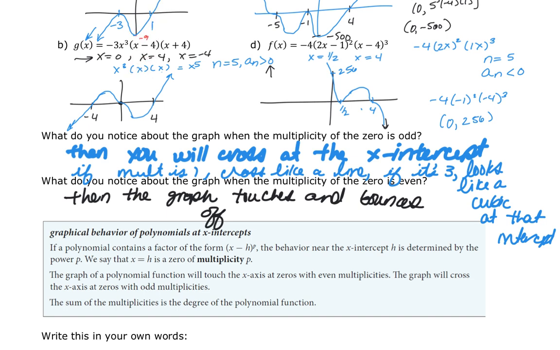So what I want you to do is go out to Desmos, put these in Desmos, and zoom in on the zeros. And you're going to see the shapes at those zeros better.